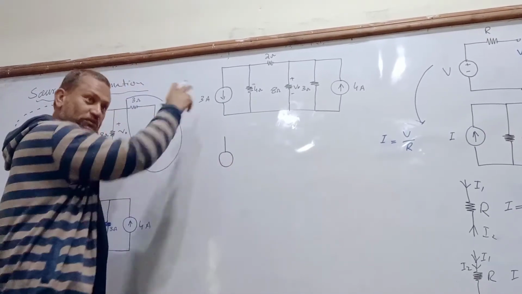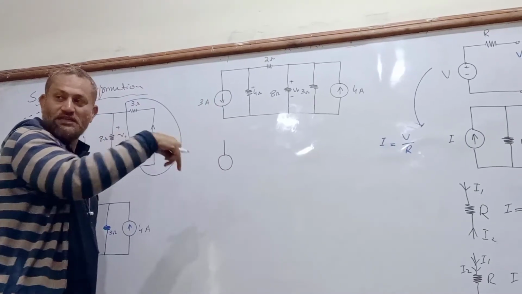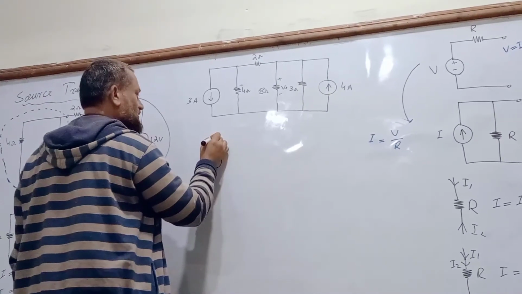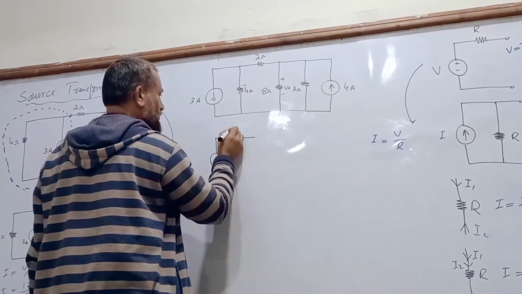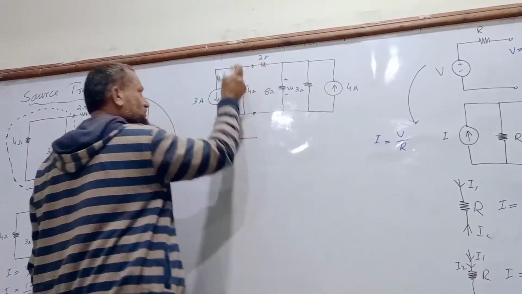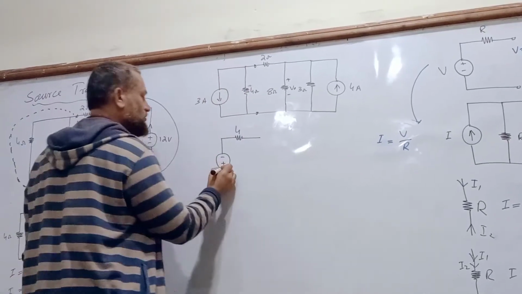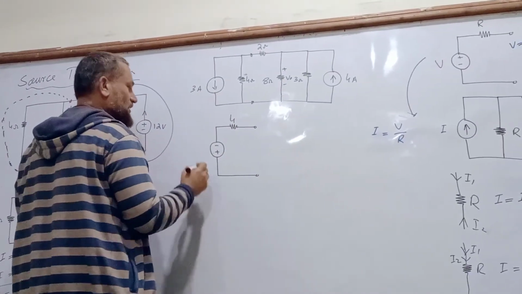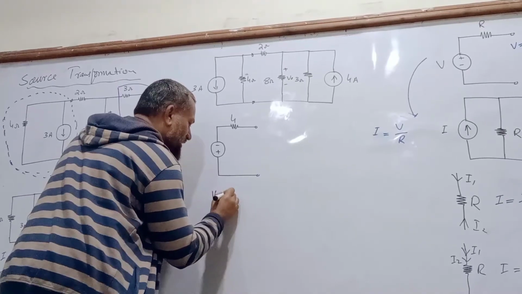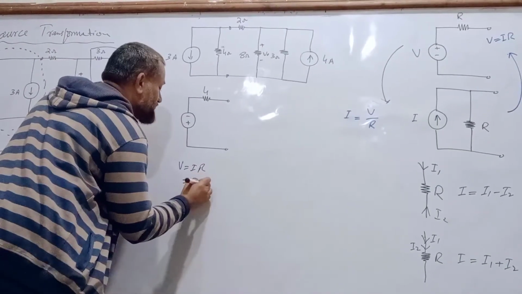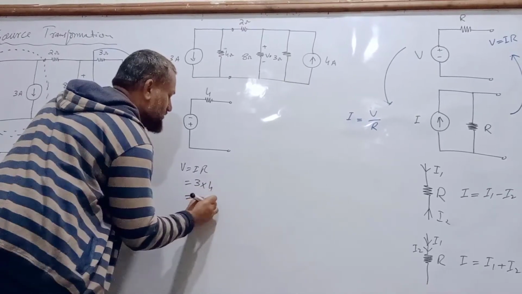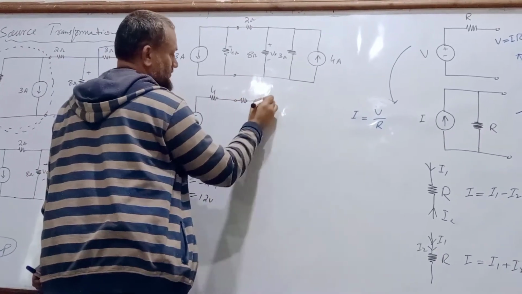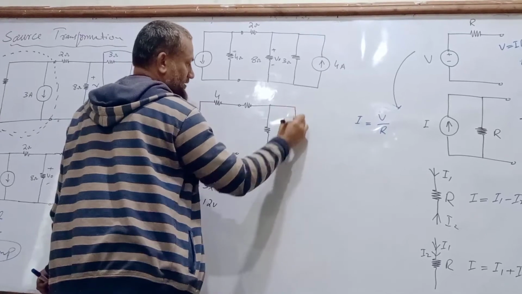Again, we will convert this into a current source. Now minus plus. Understand? This R is 4. Change this current source into a voltage source. So how much is the voltage over here? V is equal to IR. I is 3, R is 4, so 12 volts. So how much is this one? 12 volt. The rest of the resistance is the same.